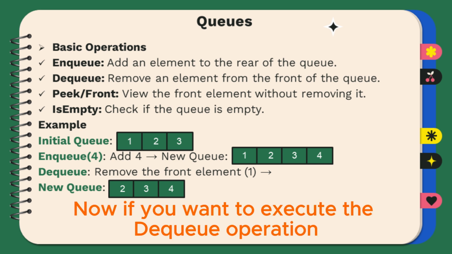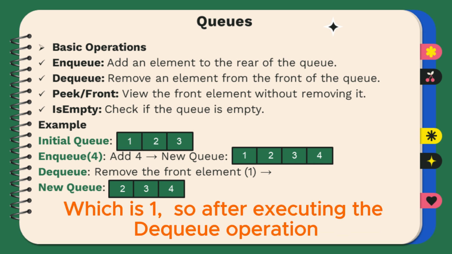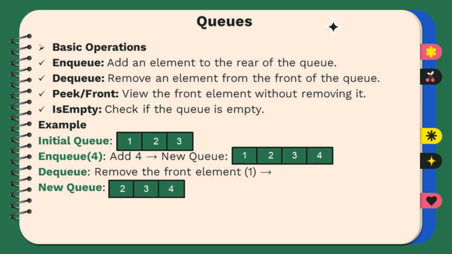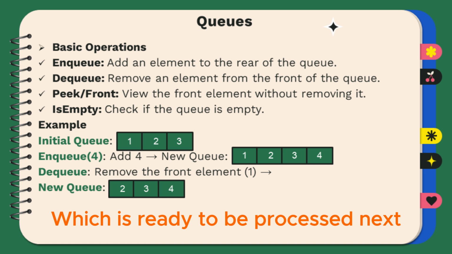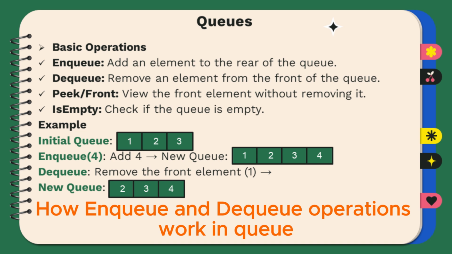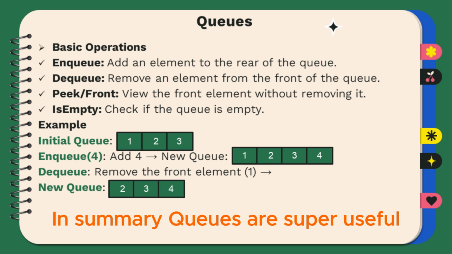Now, if you want to execute the dequeue operation, this operation will remove the first or the front element, which is 1. So after executing dequeue, our new queue will be 2, 3, and 4. After this operation, 2 is now the front element of the queue, which is ready to be processed next. This example demonstrates how enqueue and dequeue operations work in a queue, making it easy to manage the order of elements. In summary, queues are super useful.